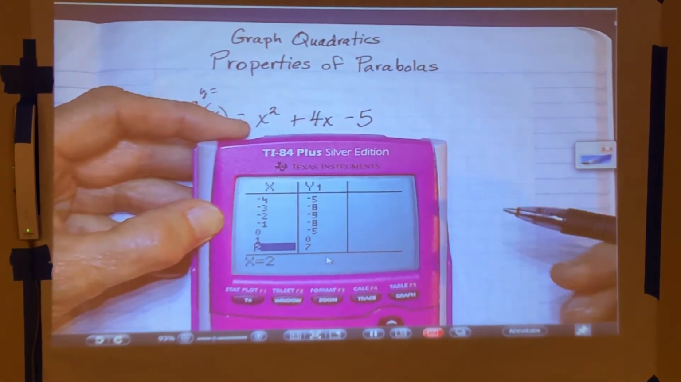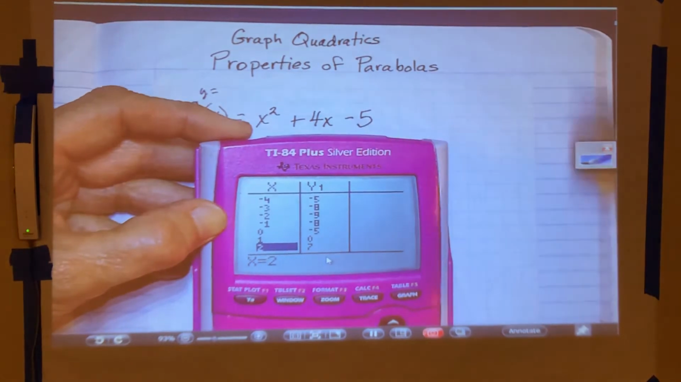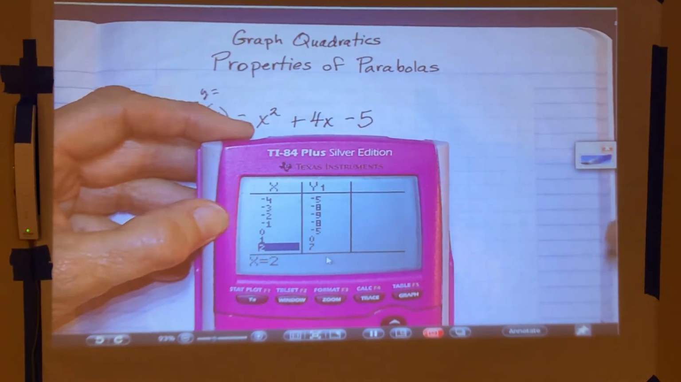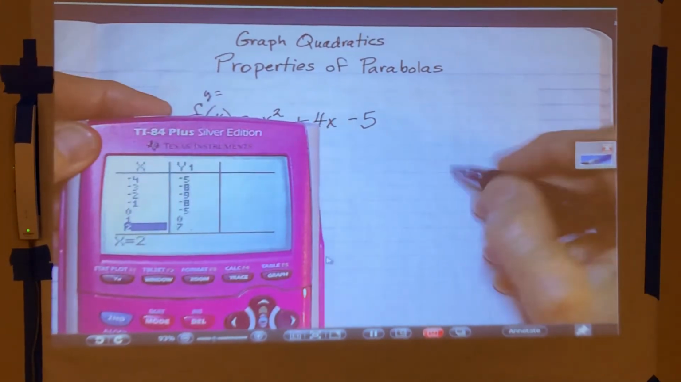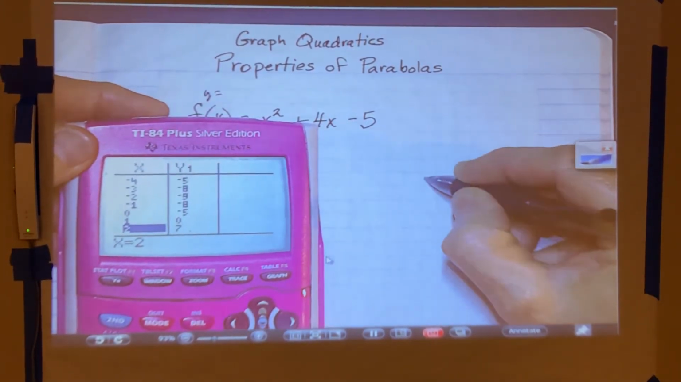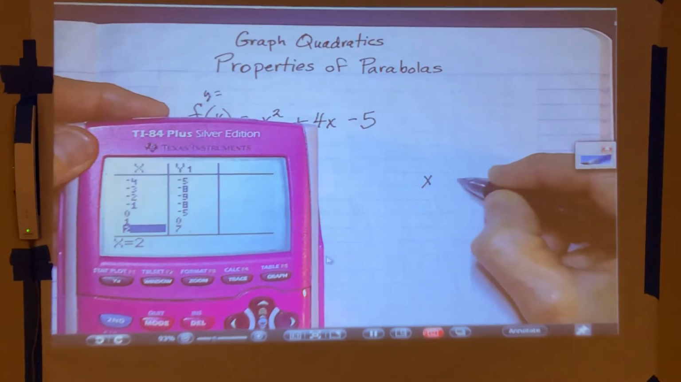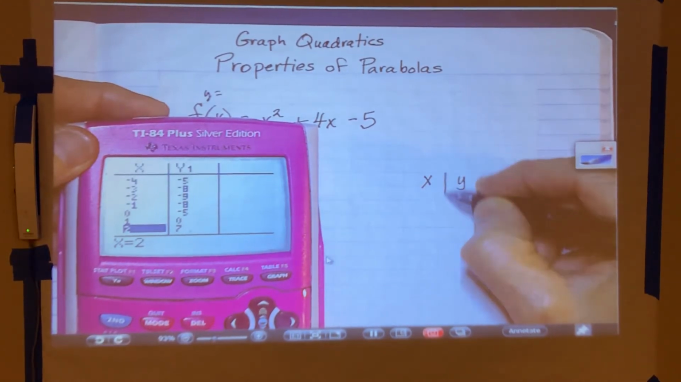And that's a good thing to see. Those ordered pairs create the skeleton points for you to flesh out and build your parabola. So let's go over here to the side of our paper and let's create a t-chart and list some of these ordered pairs.